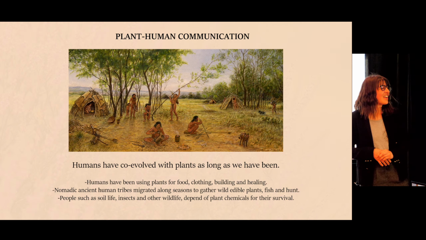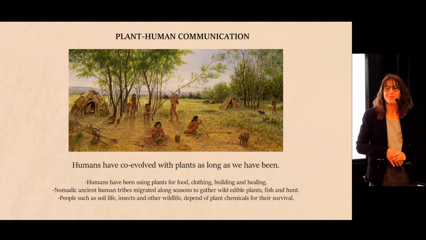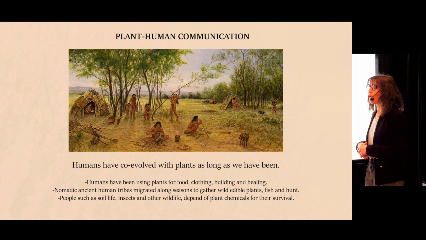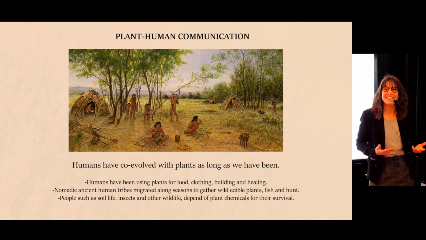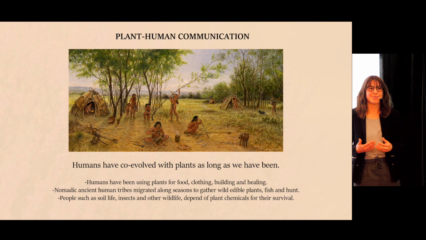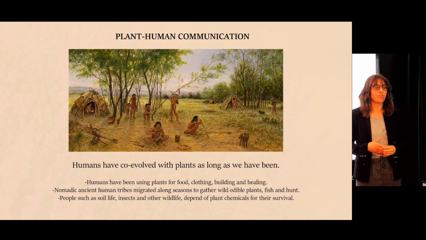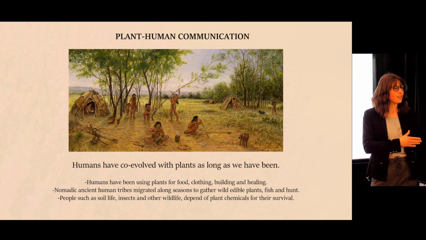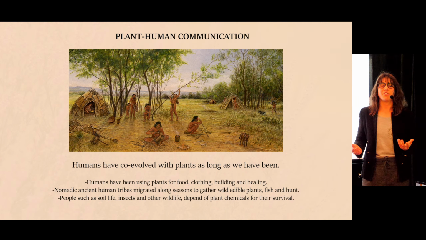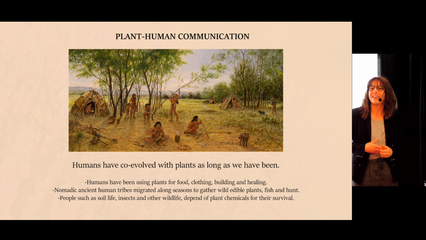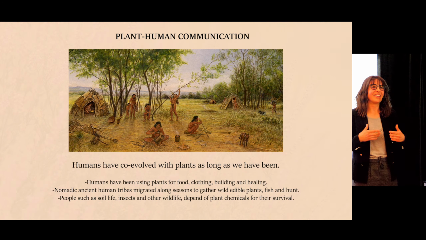And humans have, like all the other species, co-evolved with plants for as long as they have existed. We have been using plants for food, clothing, building, and medicine for thousands and thousands of years. Even ancient tribes used to move every season to go where plants, wild edibles, and also prey and fish were. So people, like soil life, like insects, and every wildlife, are also dependent on plants for their survival.